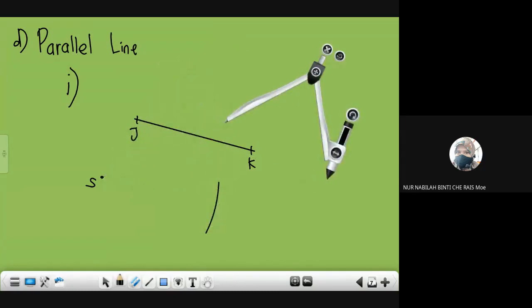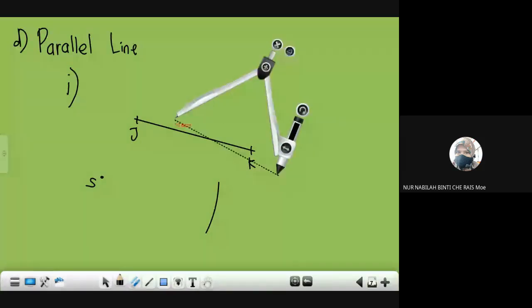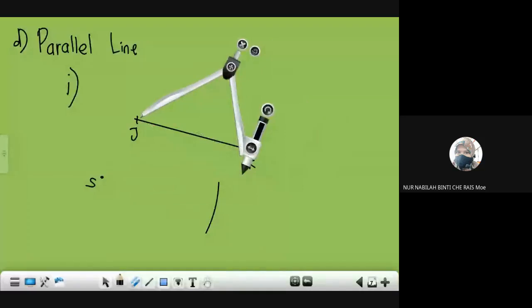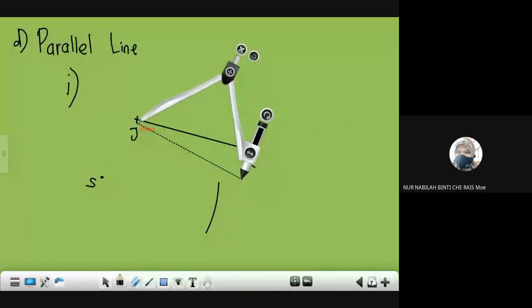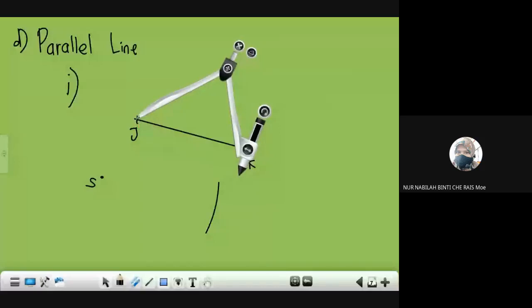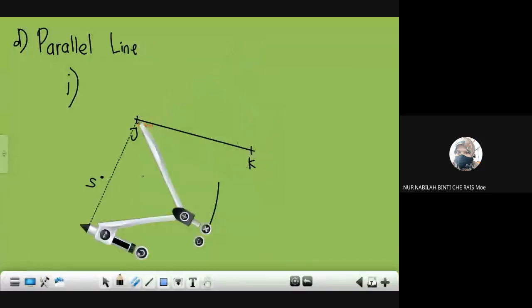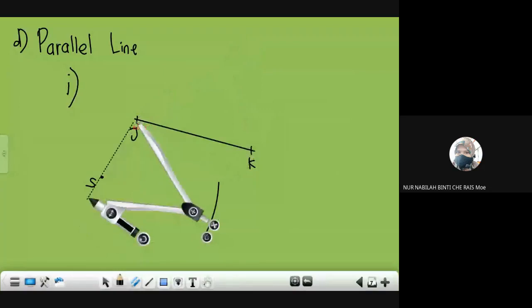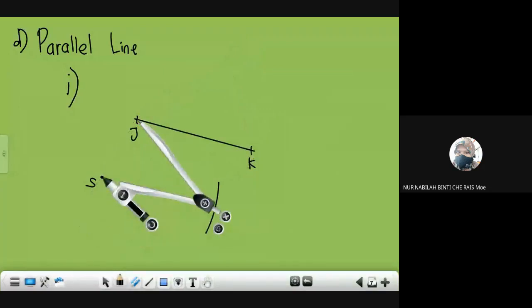Okay, finish. And then after that, you find the distance between J and S. Okay, you find the distance between J and S. So you find the distance, this one. So you put your compasses here and also here. Okay, finish. After that, using the same distance, you move to K.